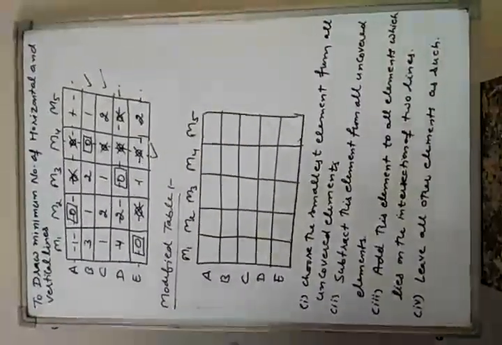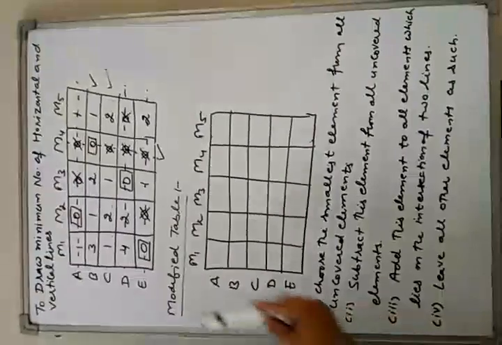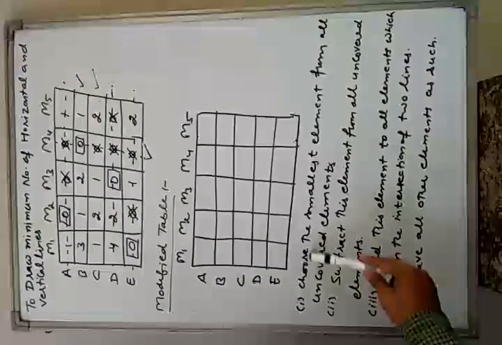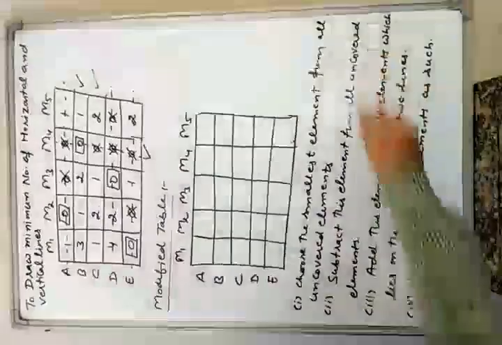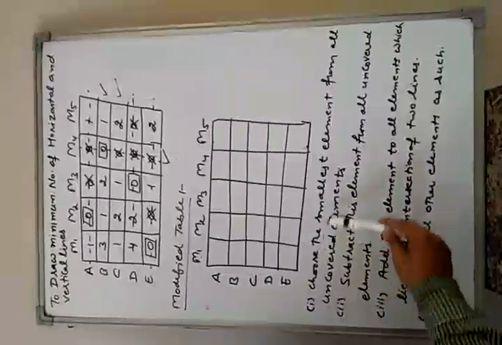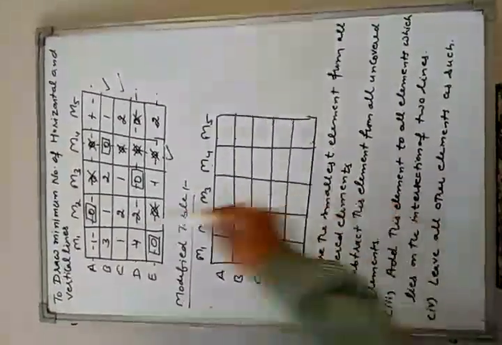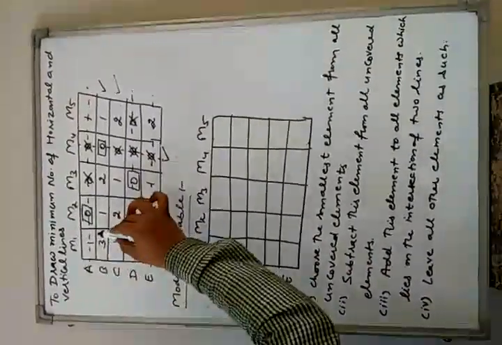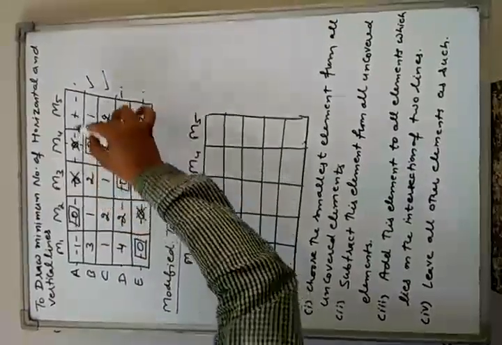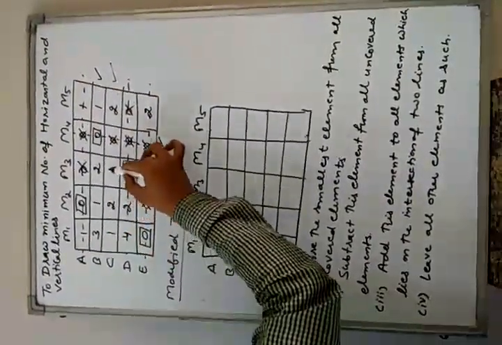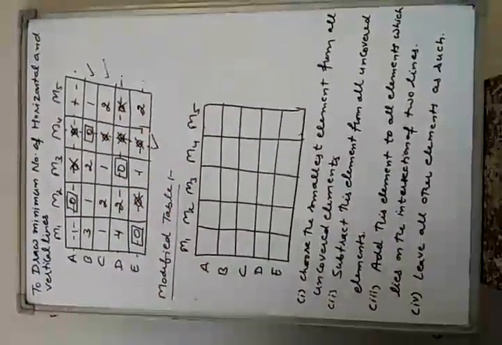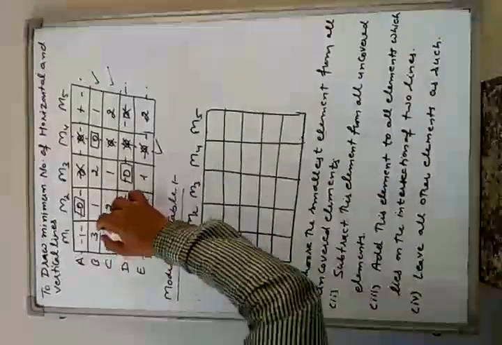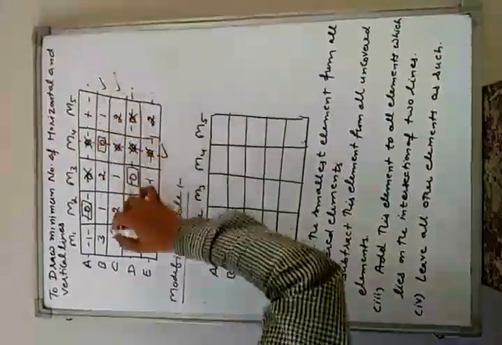Now, the next step is to obtain the modified table. To obtain the modified table, we have the following procedure. Number one, choose the smallest element from all uncovered elements. By uncovered elements, we mean the elements on which no line is passing. In our case, the uncovered elements are these. Choose the smallest element from all uncovered elements. In our case, the smallest element is 1.